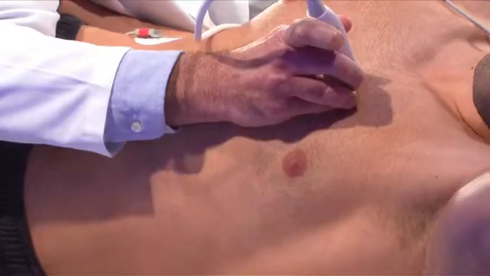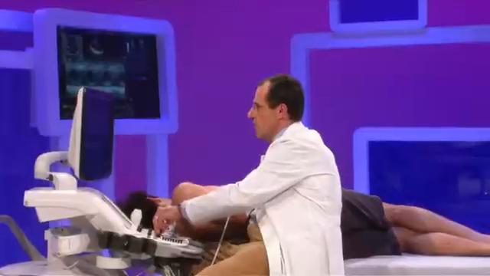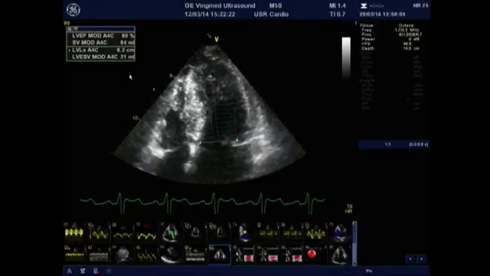Now with the M mode, we can assess shortening fraction, which is 65%, which is normal or even supernormal as we expected. And moving to the 4-chamber view, we assess the ejection fraction by Simpson biplane, confirming high values of ejection fraction in this patient. The figure was 80%, confirming a supernormal index of systolic function.